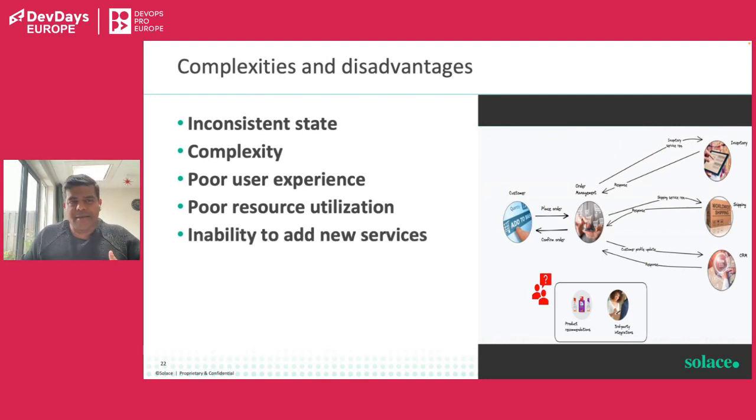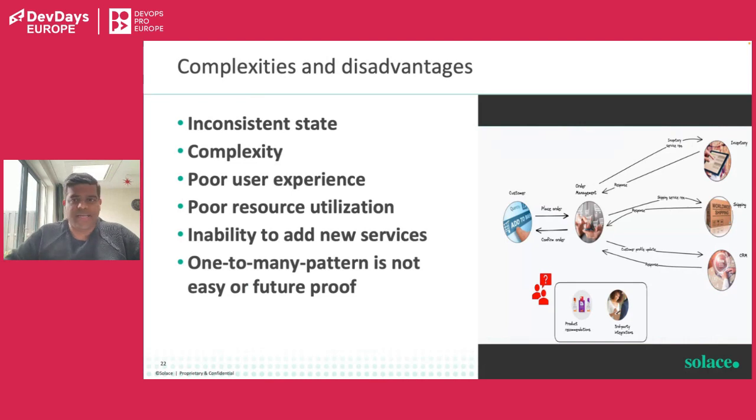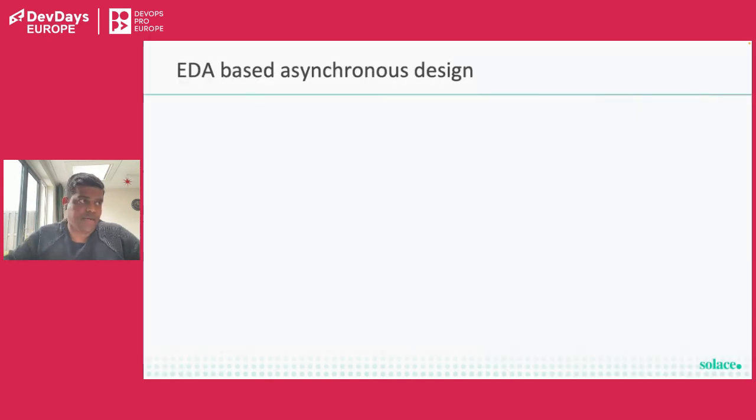It's expensive, difficult, and very troublesome to add new services, with tight coupling on all the flows that are adjacent or nearby. The one-to-many pattern is not really future-proof or easy. New consumers or parties cannot be added easily. So these are some of the complexities at a high level that we always talk about with respect to EDA and REST-based designs, right? How would you do this in an asynchronous solution or an EDA design solution? Let's talk about that now.